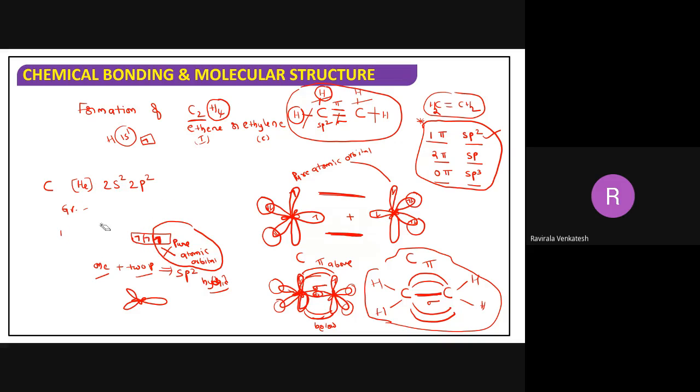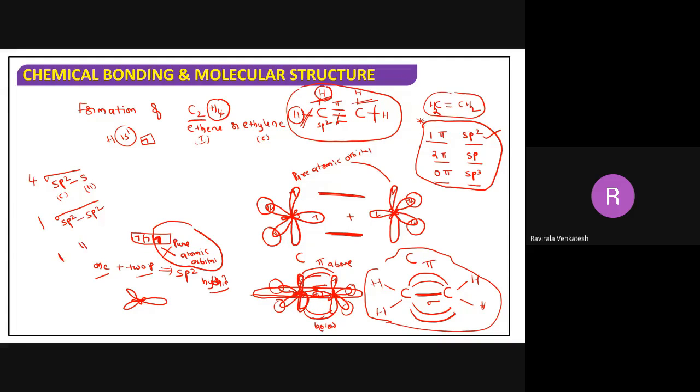Now how are they formed? There are 4 sigma bonds which are overlapping with sp2 and s. This s is from hydrogen and this sp2 is from carbon. 1, 2, 3, 4, like this. One sigma bond is there that is overlapping because of sp2 and sp2, like this. See this one, sp2, sp2.